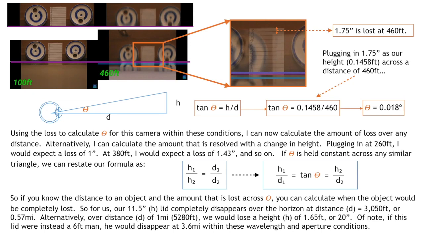So if you know the distance to an object and the amount that is lost across theta, you can calculate when the object would be completely lost. So for us, our 11.5 inch height lid completely disappears over the horizon at a distance of 3,050 feet, or 0.57, half a mile, give or take. Alternatively, over a distance d of 1 mile, 5,280 feet, we would lose a height of 1.65 feet, or 20 inches. Of note, if this lid were instead a 6-foot man, he would disappear at 3.6 miles within these wavelength and aperture conditions.